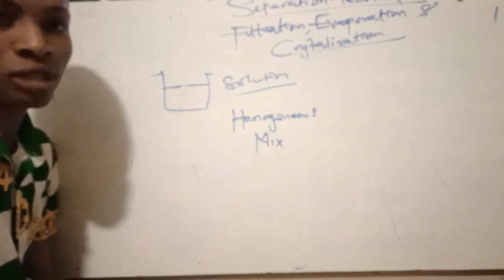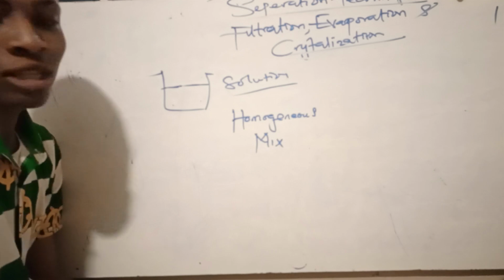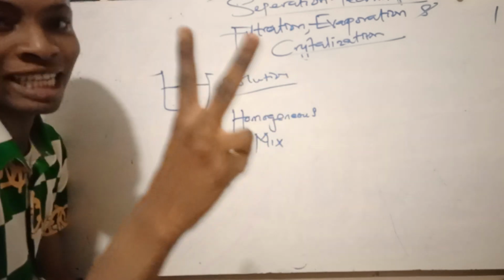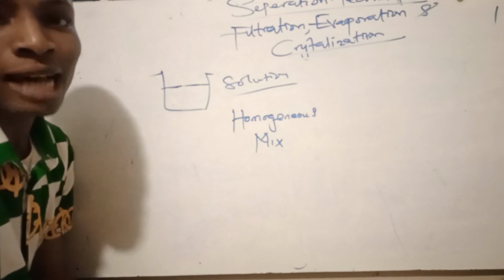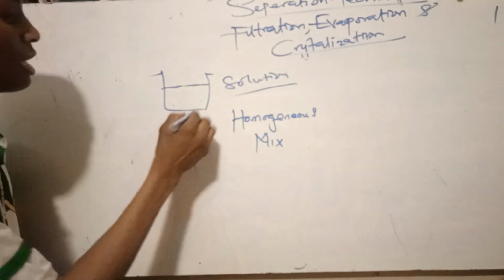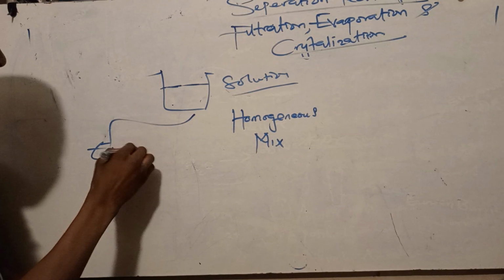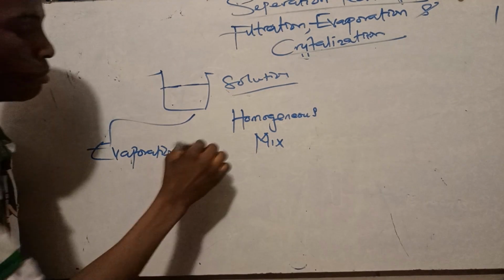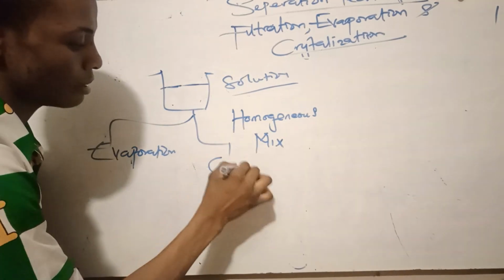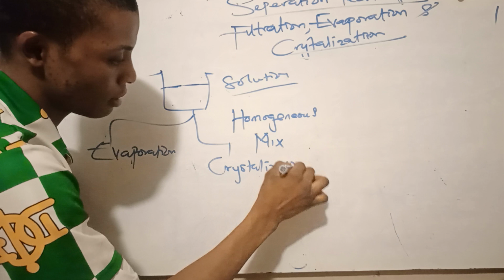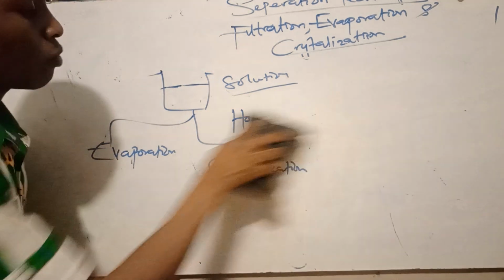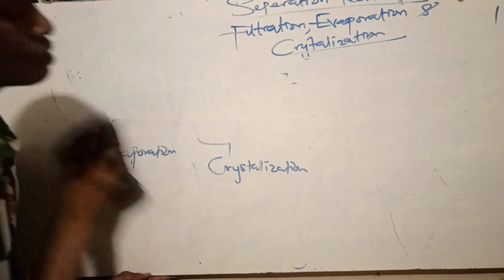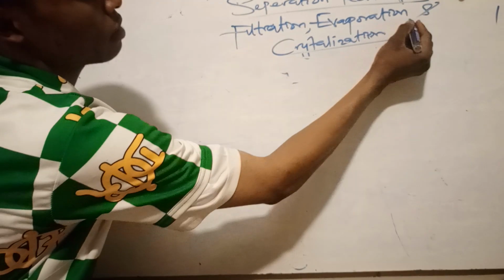How can we separate this kind of thing? It turns out that there are two types of techniques we can use to separate this kind of mixture, and that is evaporation and crystallization. So, evaporation and what? Crystallization. These are the techniques we are going to be using: evaporation and crystallization. What are we going to be doing in evaporation? We are going to boil the solution.